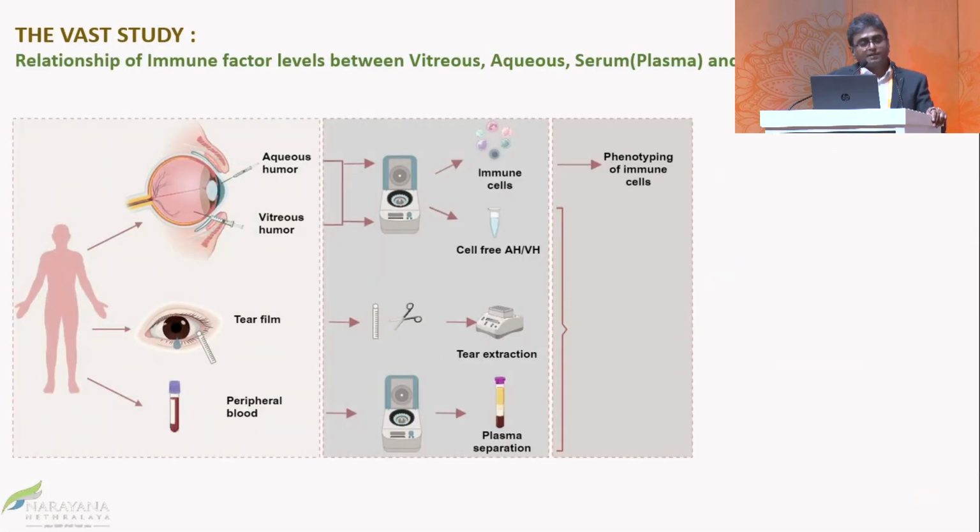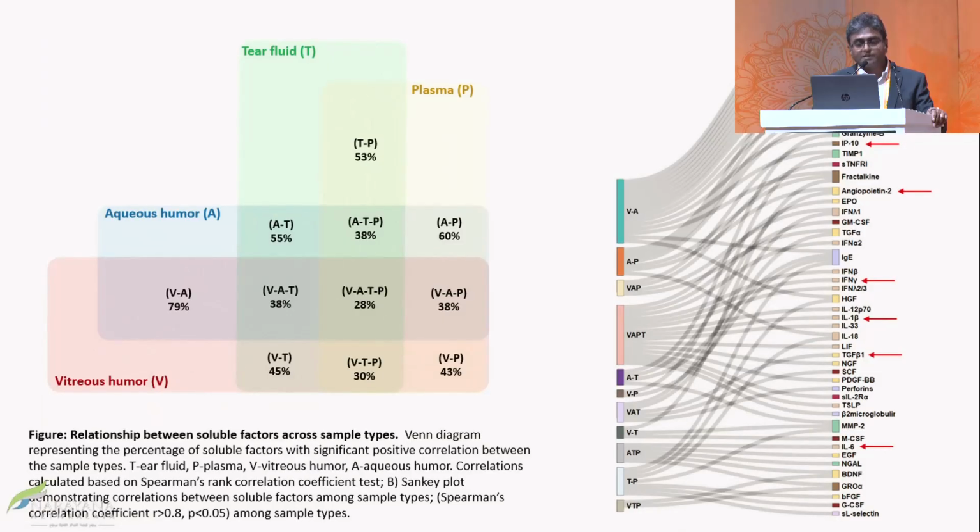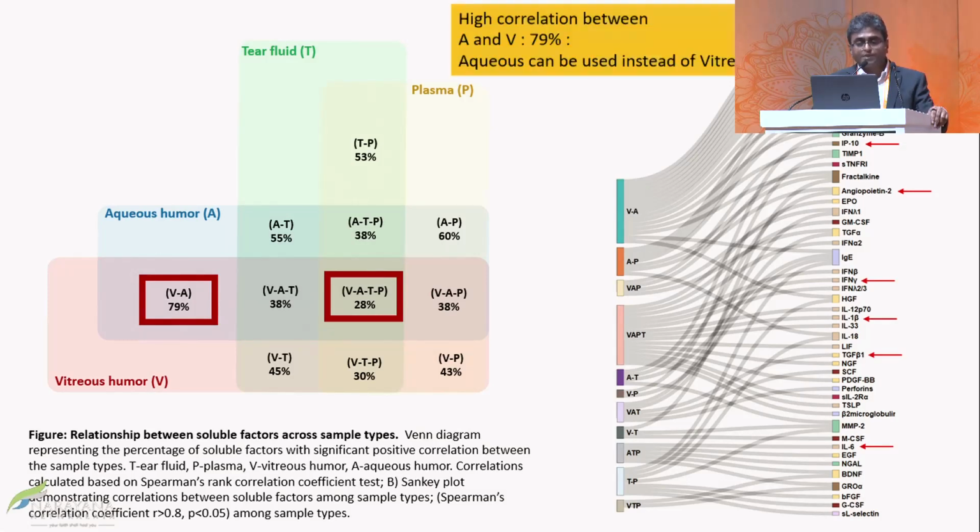This is a vast study which Dr. Chaitra presented recently. We correlated these biomarkers across aqueous, vitreous, serum, and tears. I'm just finishing the last few slides. This is a cluster map. We found that there was a good correlation between vitreous and aqueous. And when you compare these four, the correlation was 28%.